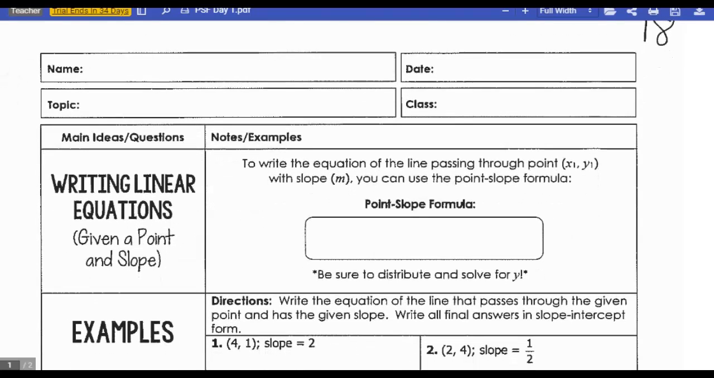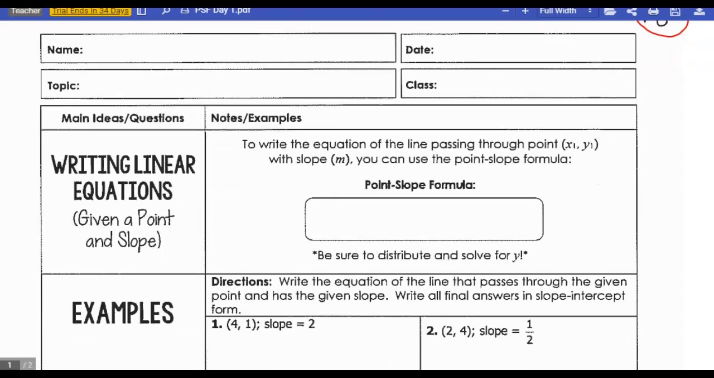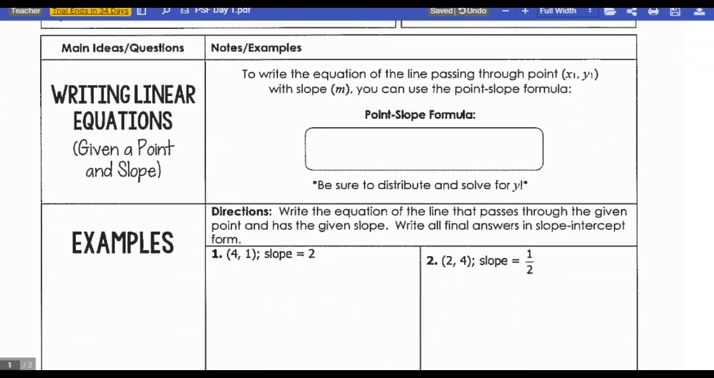It is a formula. So if you can apply the formula, you're doing pretty good. We're on page 18 in your notes. Okay. So your point slope formula is y minus y1 equals m times x minus x1. And the x minus x1 goes in parentheses.